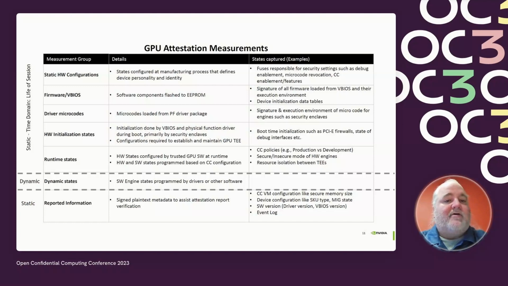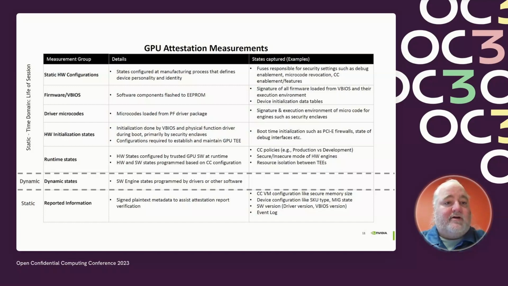Driver microcode. Driver microcode is very similar to firmware. The difference is microcode is loaded by the drivers running on the CPU, as opposed to firmware that is loaded autonomously from the GPU through the EEPROM or things similar to that. Those microcodes are loaded from the PF, the physical function driver package. So the signature and execution environment of all the microcode for engines, such as the downstream security enclaves beyond the initial root of trust, all of those are measured and made part of the attestation measurement.